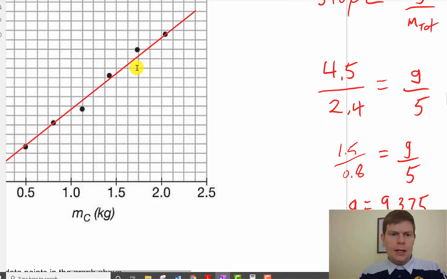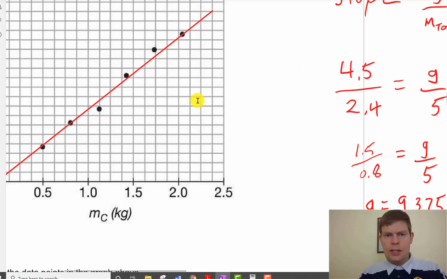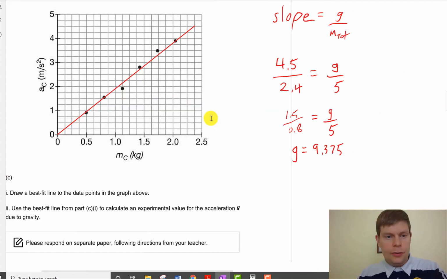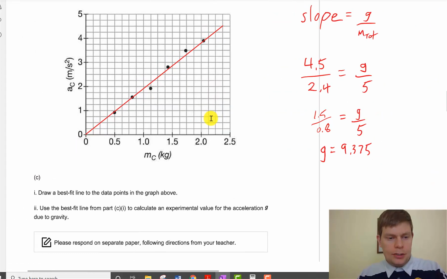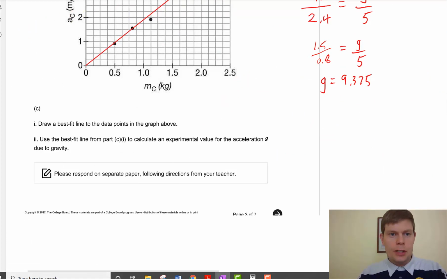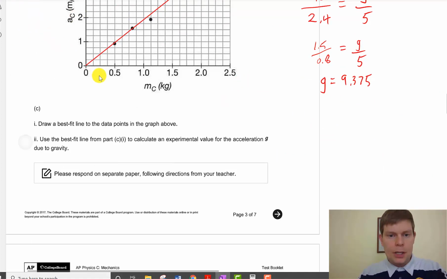I think my line was a little too shallow because the official answer key says I should get around 10, but this is likely fine. It doesn't have to be exactly 10. No one's going to draw exactly the same line of best fit.